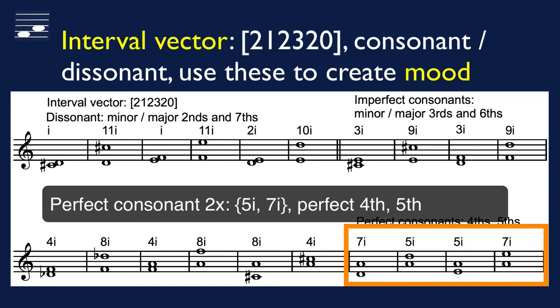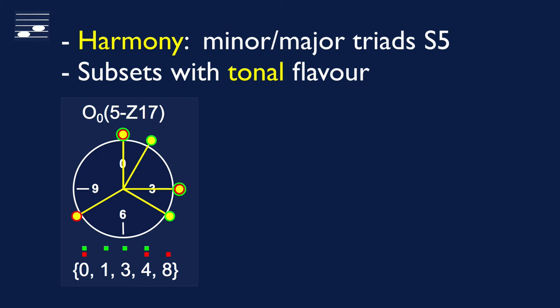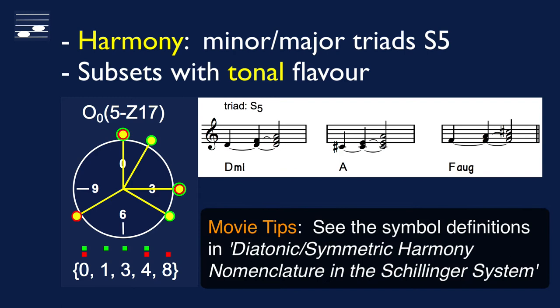The high number of third intervals in the set allows us to build triad subsets with a tonal flavor. In the transposed set, we have the D minor, A major, and F augmented triad chord structures.